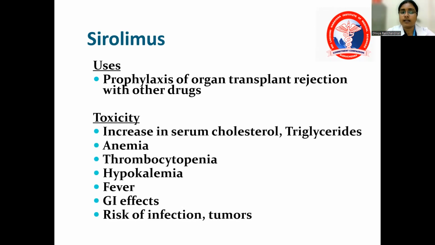The main toxicities are that it increases serum cholesterol, mainly triglycerides, and causes anemia. Thrombocytopenia, hypokalemia, fever, GI effects, and risk of infections and tumors are some of the other toxicities that can occur if the patient is getting sirolimus.